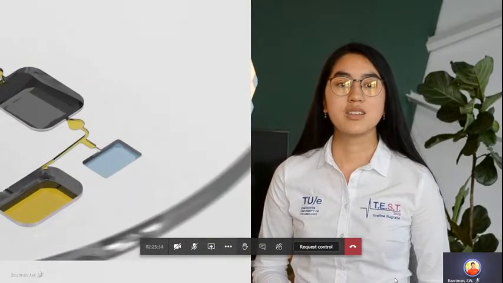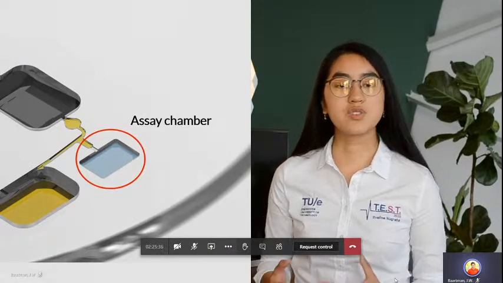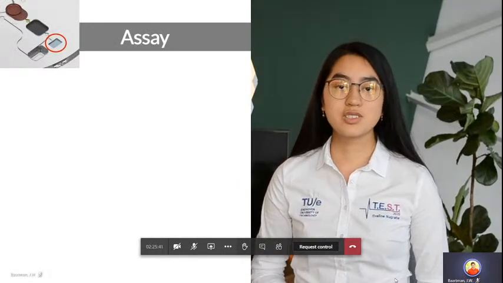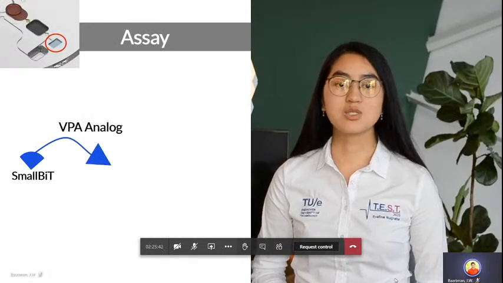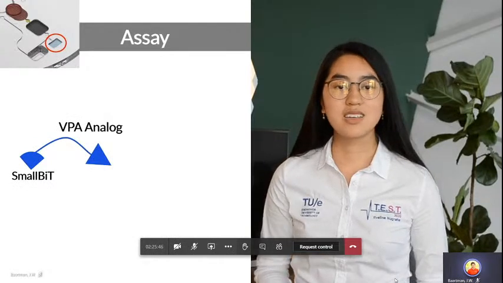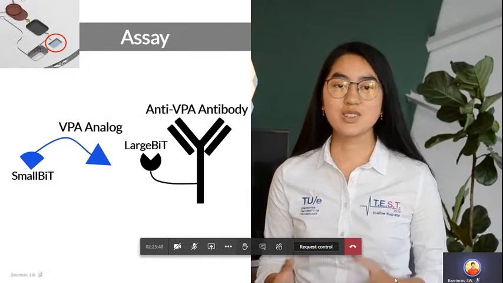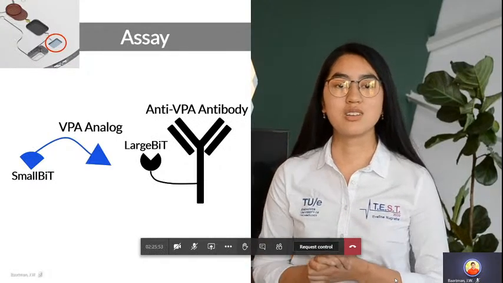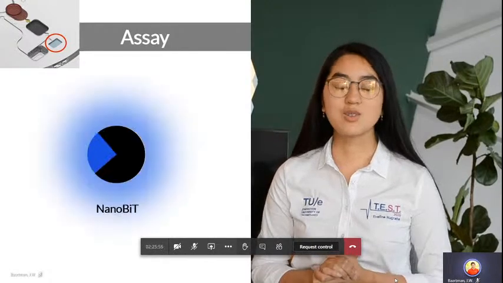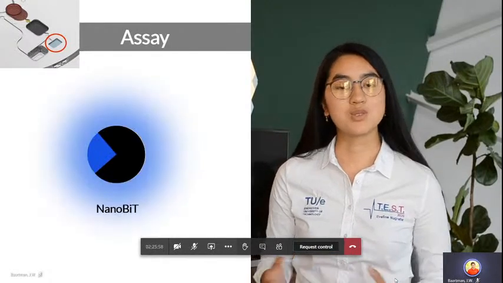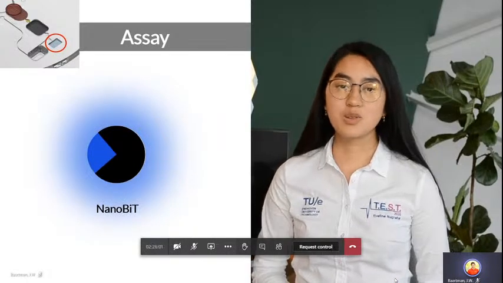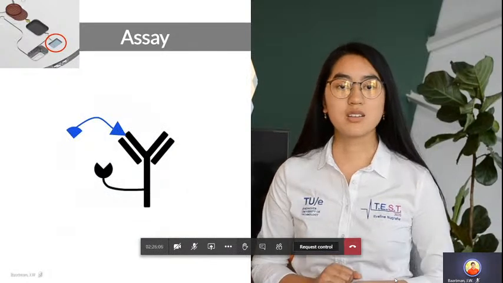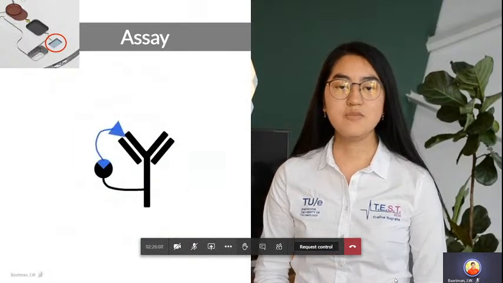In the next chamber, the assay reagents that are freeze-dried are now dissolved in the fluid. The assay consists of two major components. Firstly, the VPA analog that is bound to split enzyme small bit. And secondly, the anti-VPA antibody that is conjugated to split enzyme large bit. When small bit and large bit bind to one another, they form the complete enzyme NanoBiT, which is bioluminescent, meaning that it produces light. NanoBiT can only be formed when small bit and large bit are in close proximity, and that happens when the VPA analog is bound to the antibody.